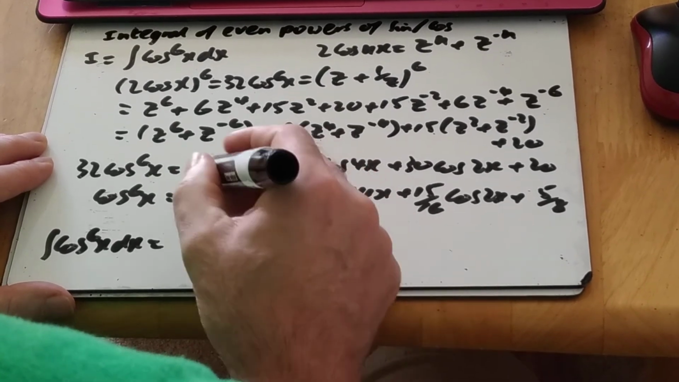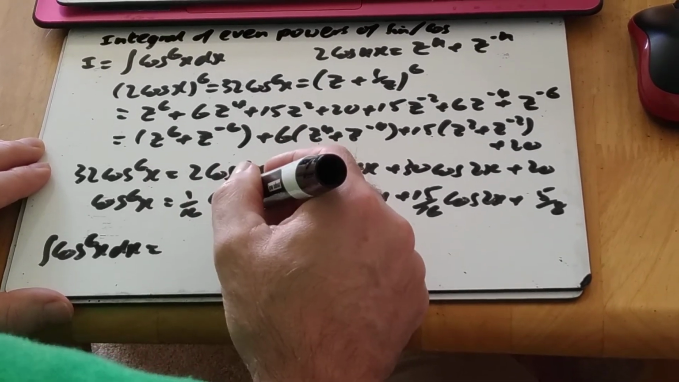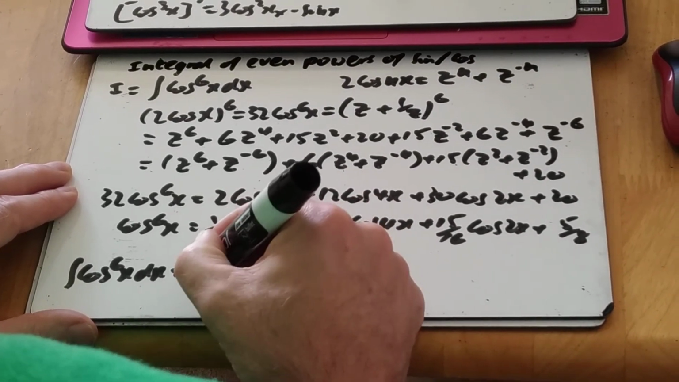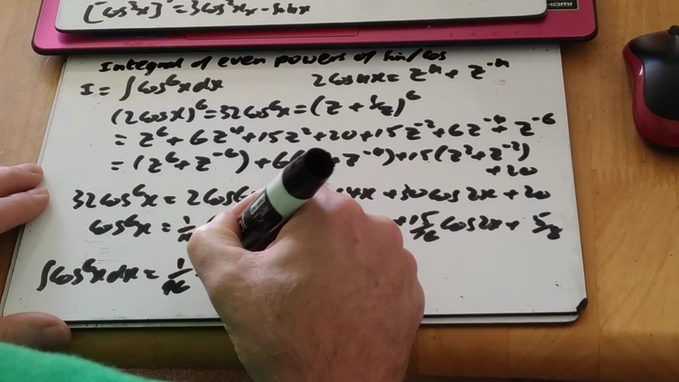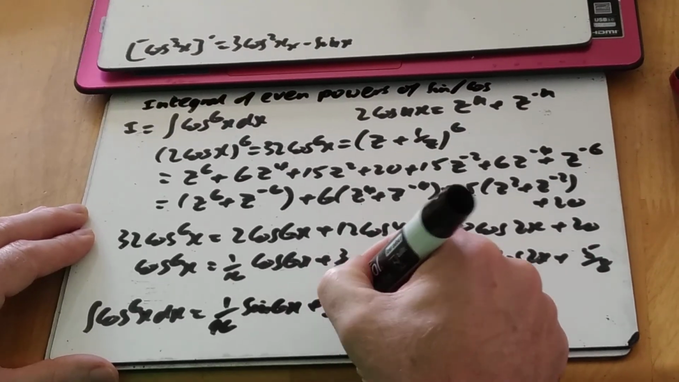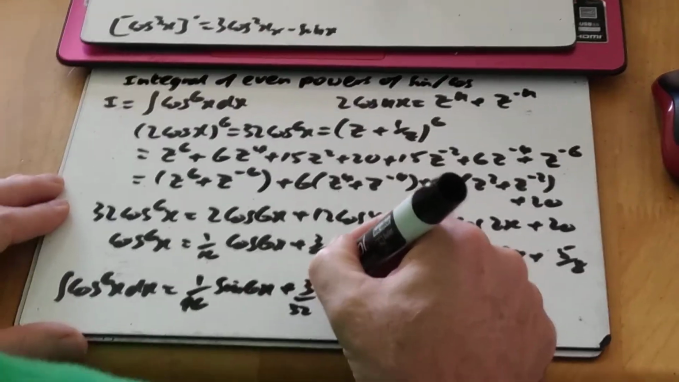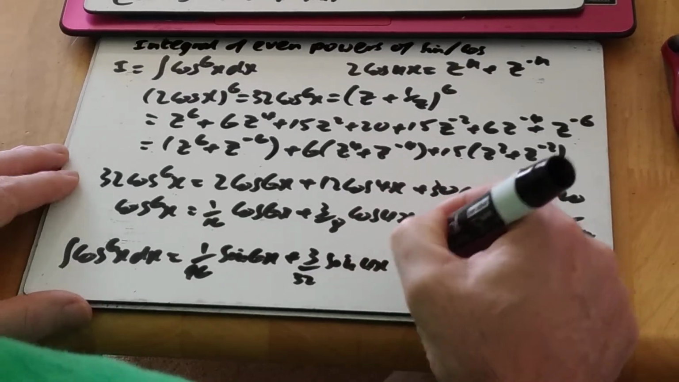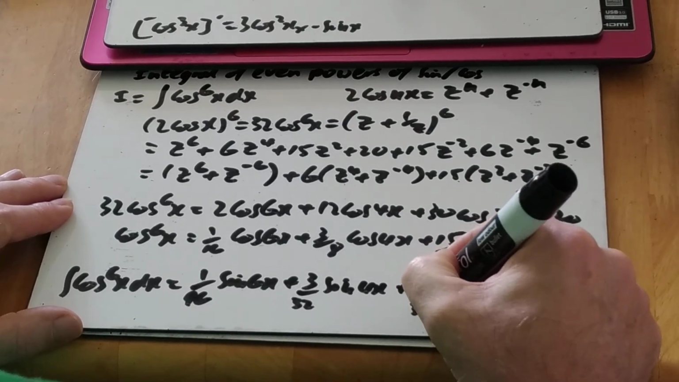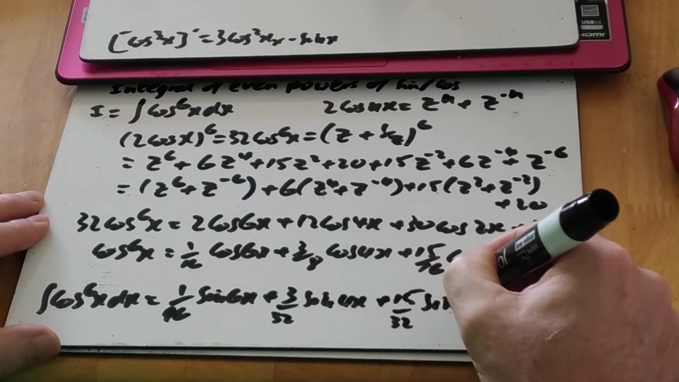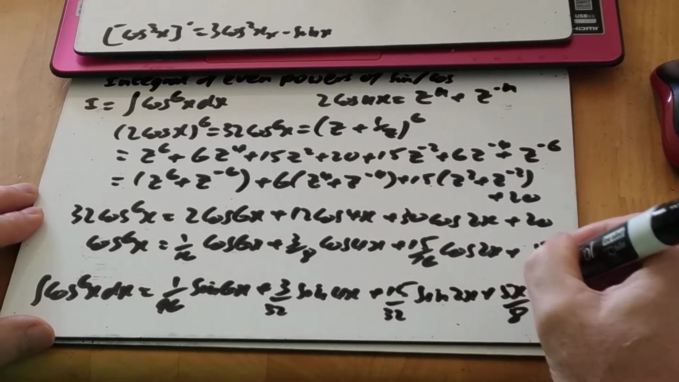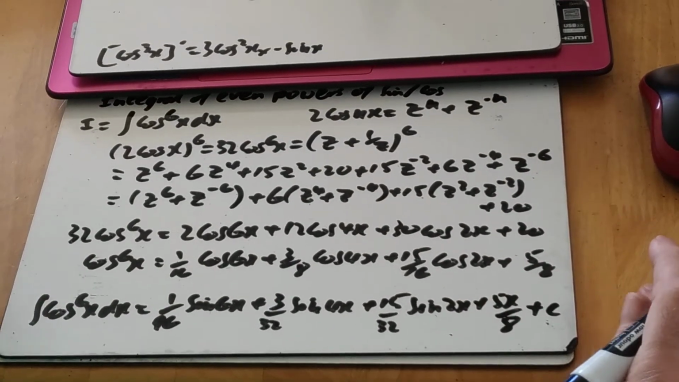And how do we integrate? The integral of cos is sine, but I've just got to divide by 6. So I end up with 1 over 96 sin 6x, plus 3 over 32 sin 4x, plus 15 over 32 sin 2x, and then plus 5x over 8, ordinary integration, plus c.